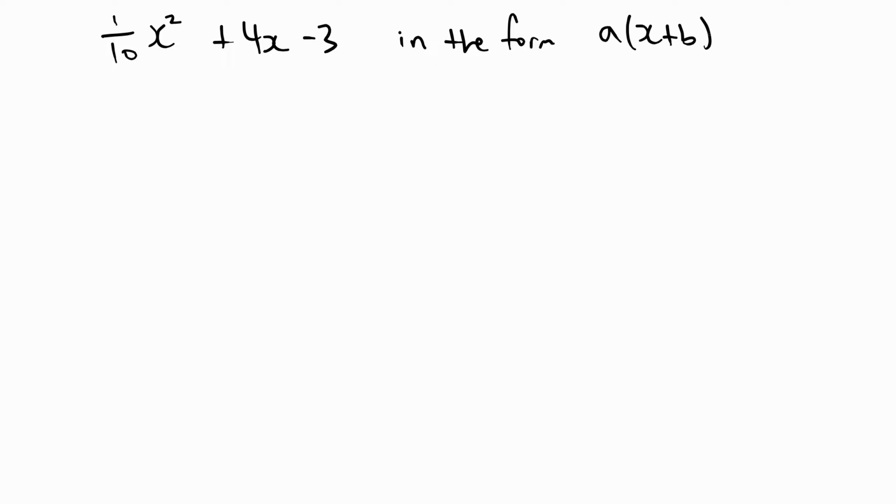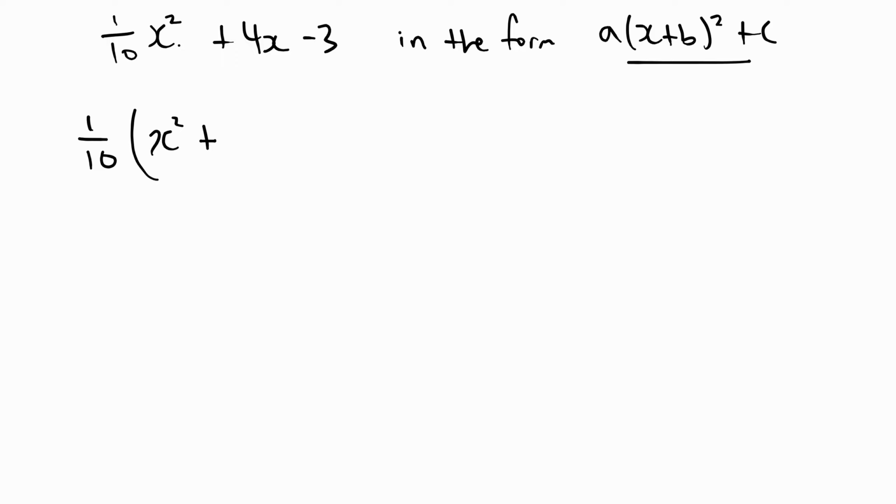So 1 over 10. Don't be scared by this, it's not that scary. 1 over 10 x squared plus 4x minus 3 in the form a(x plus b) squared plus c. And as soon as you see this, you know we're supposed to use the complete the square method. 1 over 10, and that's going to be multiplying with our x squared plus our 4x actually.